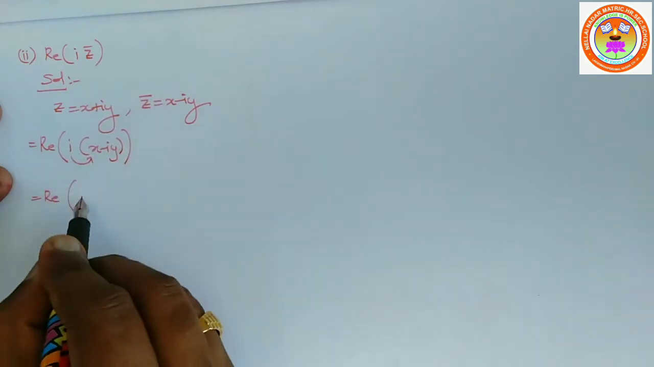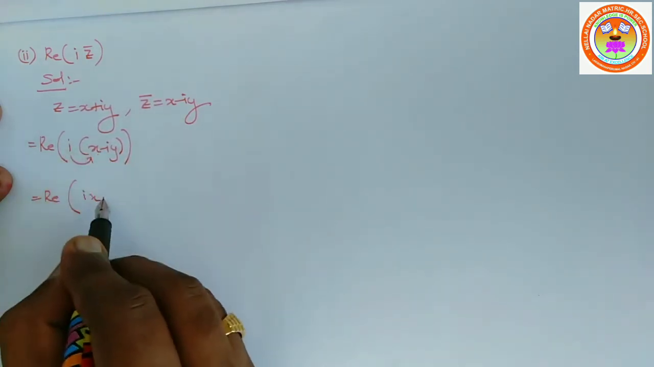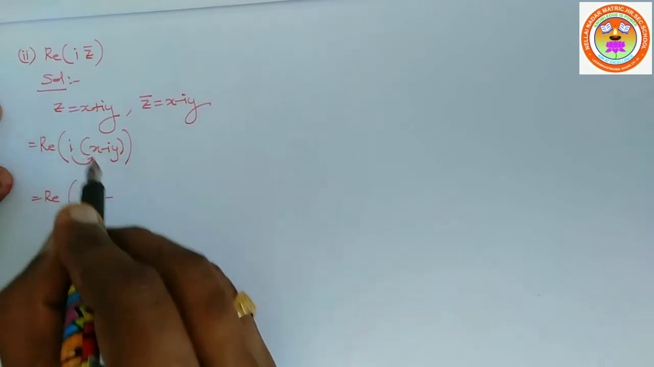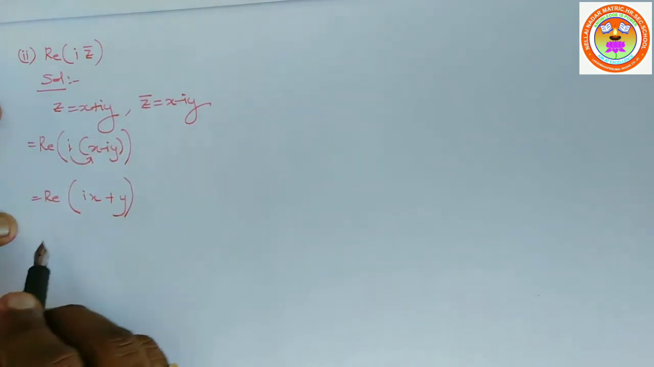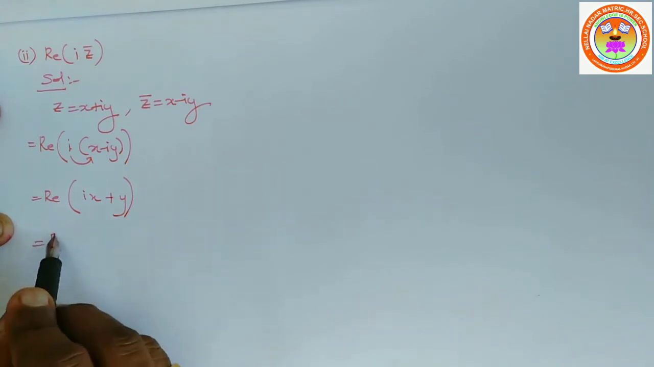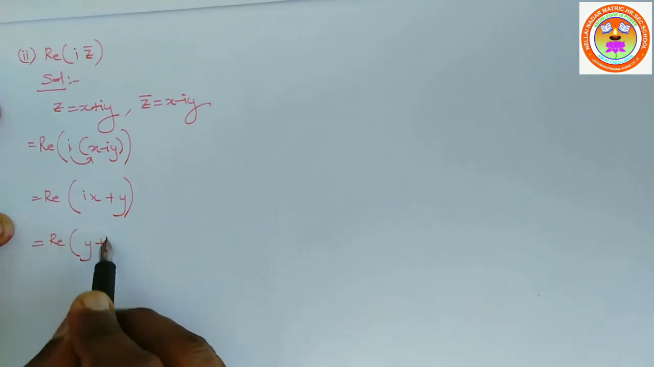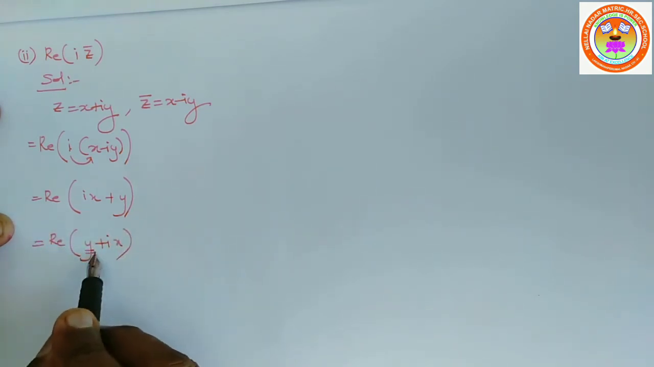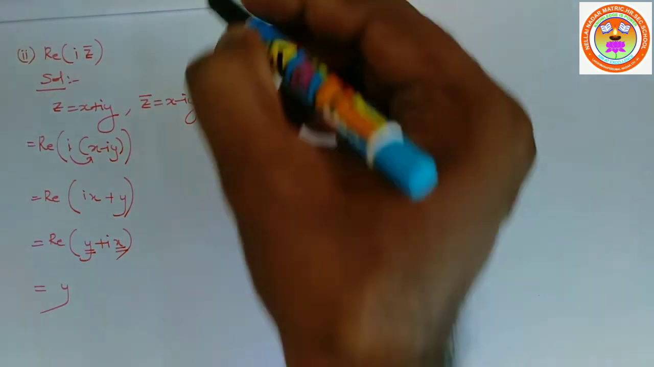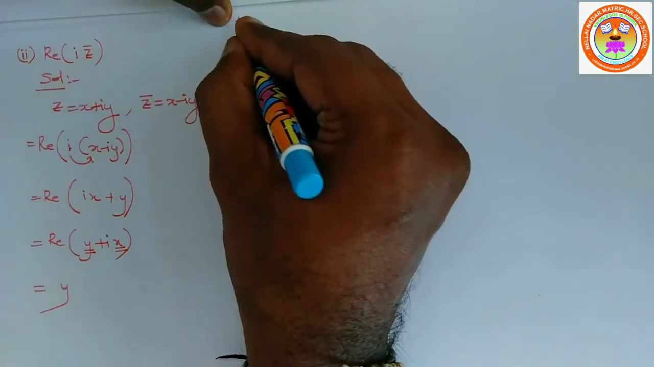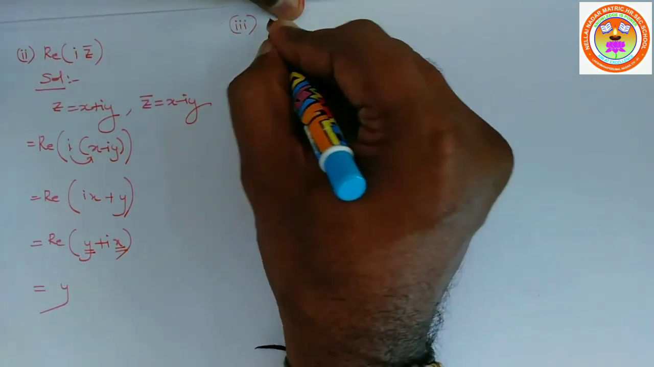multiply i into x is ix, minus i into i, since i square is minus 1, it becomes plus y. So which one is the real part? First arrange it properly: real part of y plus ix. Y is real, this is imaginary. So the final answer is y. How easy the sum is! Next, the third subdivision, the final sum in this second sum.